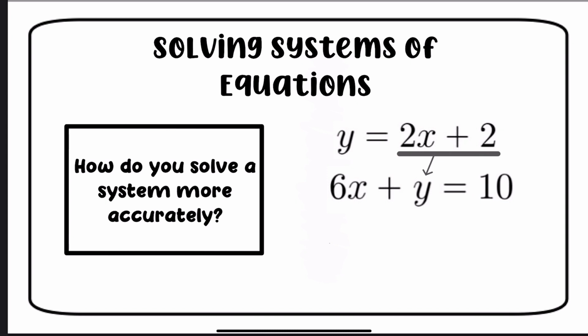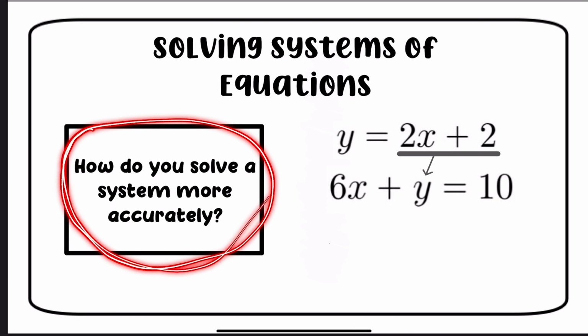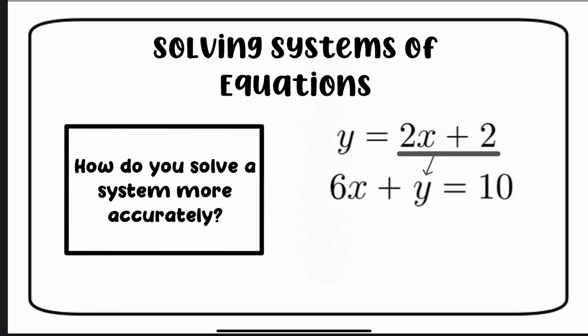So, our question here says, how do you solve a system more accurately? It's going to be this way, because sometimes we'll get a system where the solutions will be decimals or something like that, and we can't really tell that from a graph. So this is going to be a more accurate way to solve these. Okay, so let's take a look at what I have over here.